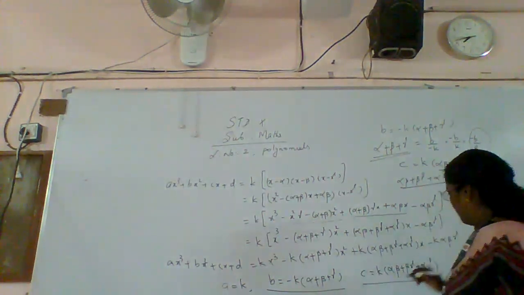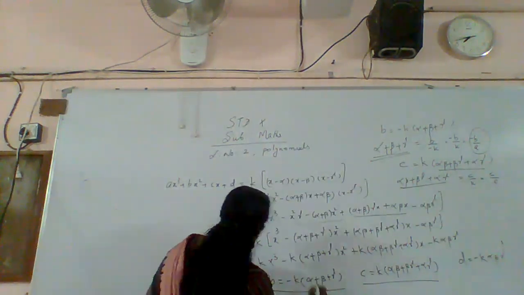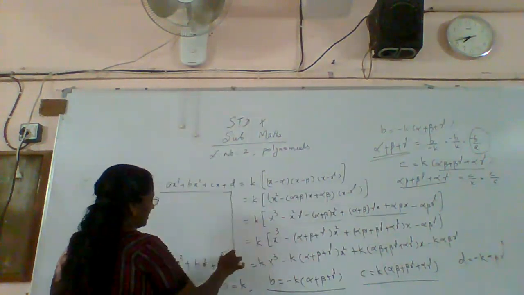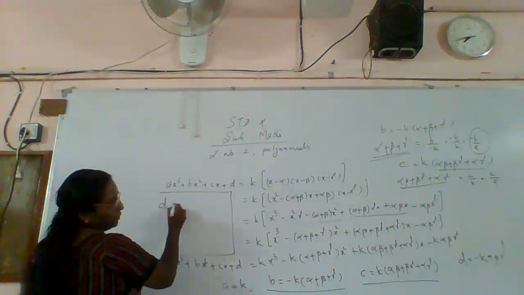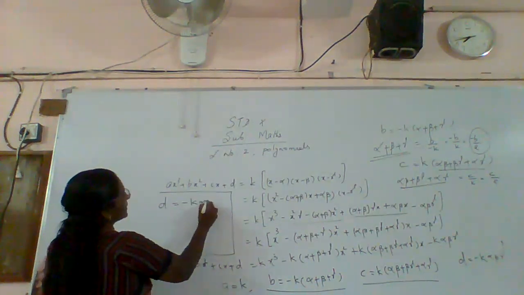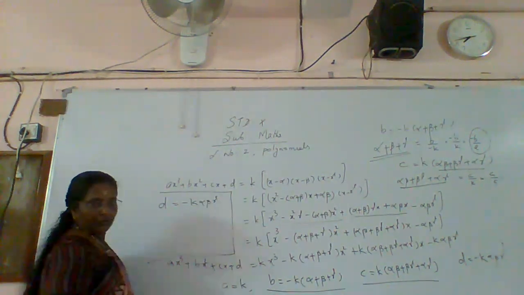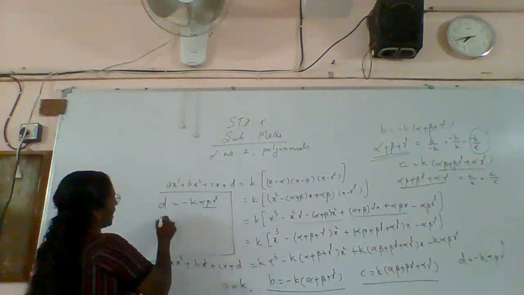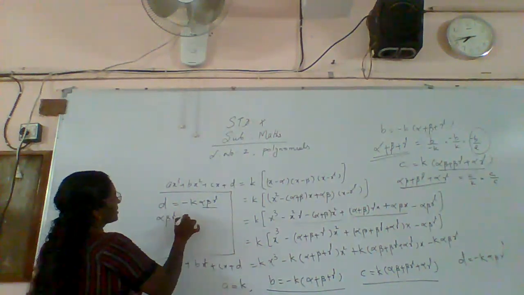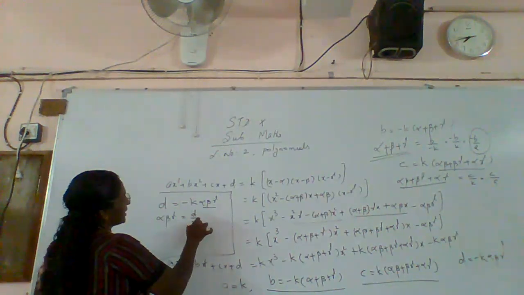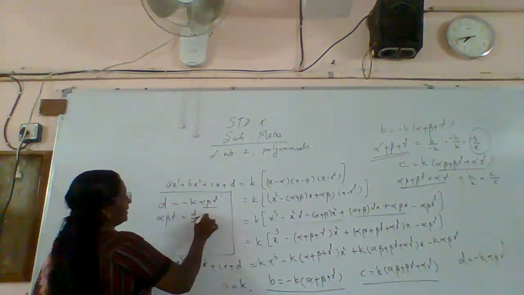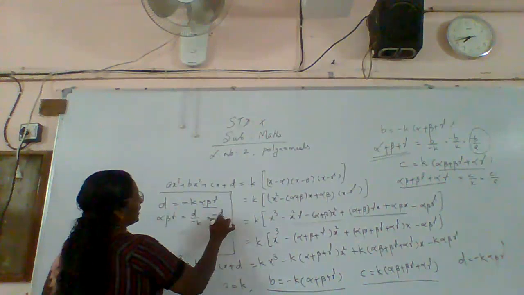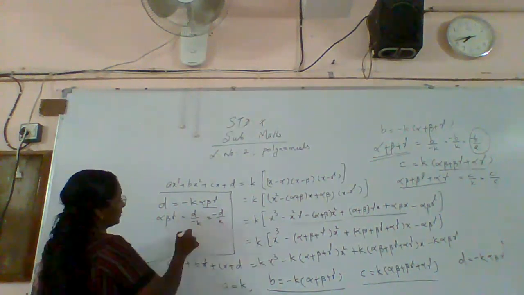Now the last one, I will explain here. d is equal to minus k alpha beta gamma. Therefore, what you want to find out is the product of the zeros. So alpha beta gamma is equal to d by minus k, that is equal to minus d by k. That is equal to what will come?